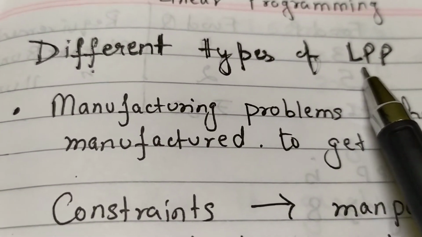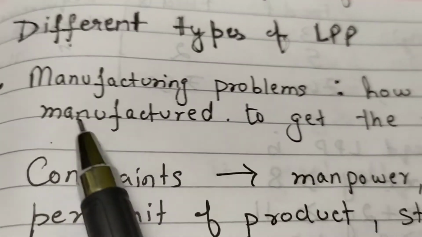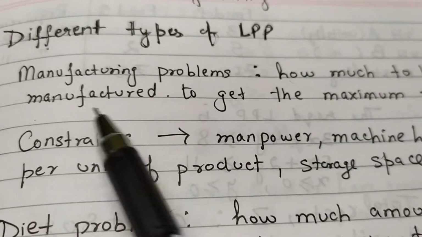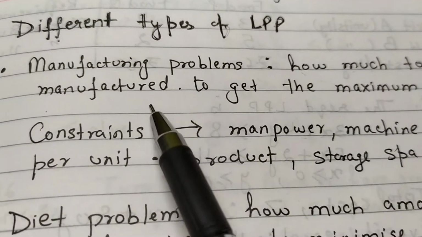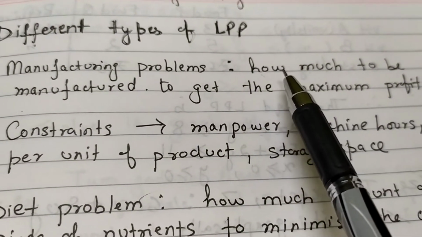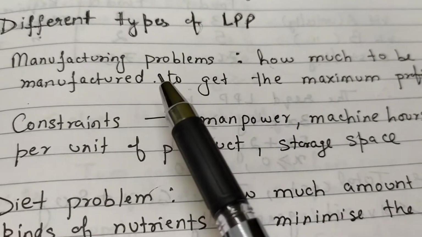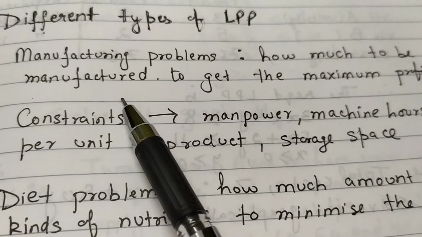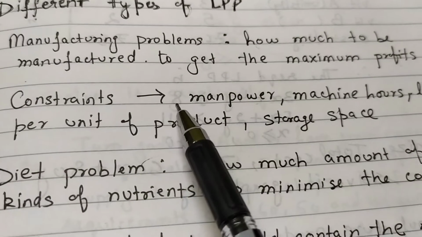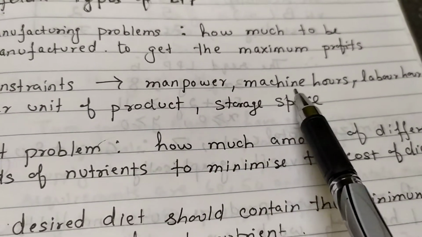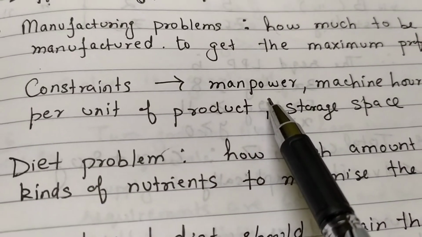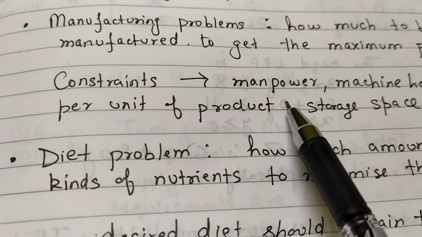In our daily life we use different types of linear programming problem. First one is manufacturing problems. Here we will see how much is to be manufactured to get the maximum profits. If there are two items, say cricket bats or tennis rackets, how much should we manufacture of those items to get the maximum profits, where the constraints will be provided to us, maybe the manpower, machine hours, labor hours per unit of product, storage space. All these will be the constraints in the problem. So actually these will be word problems.